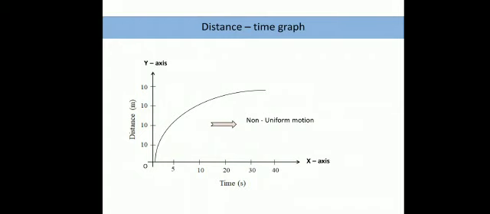If the graph is a straight line, it is linear motion, uniform motion. If the graph is a curved line, it is non-uniform motion. And the slope of a line always gives us the speed. Very important: graphical representation plays a very important role and is very useful in daily life also.